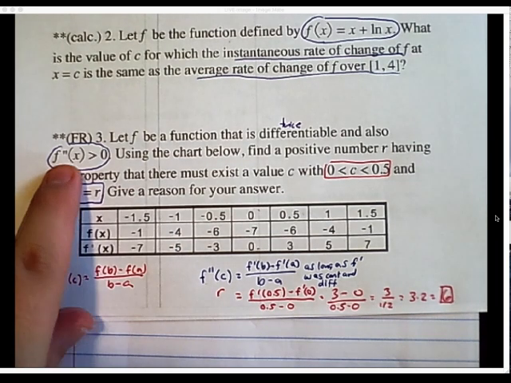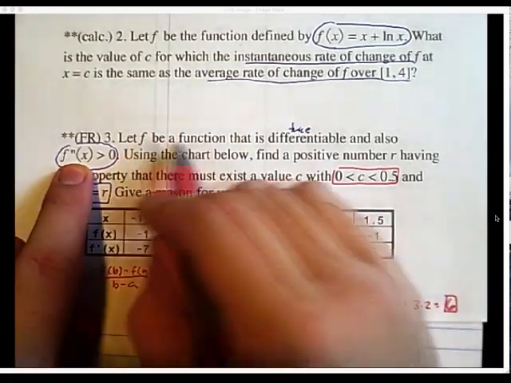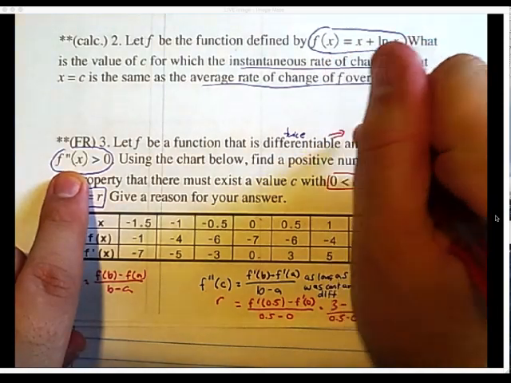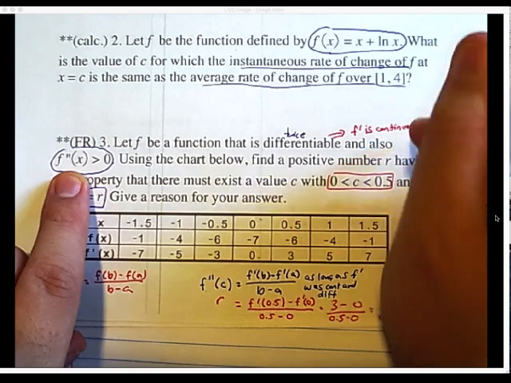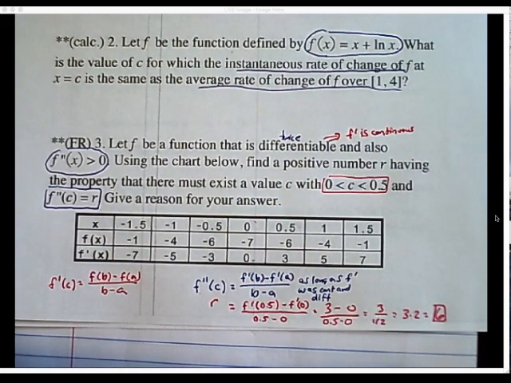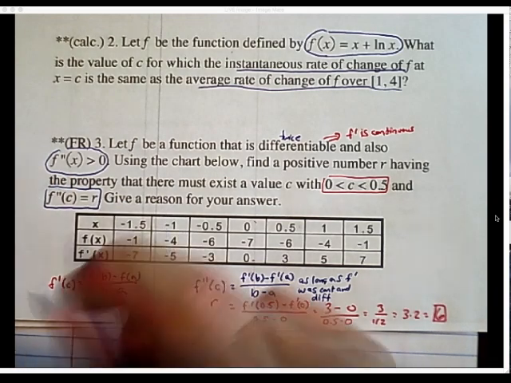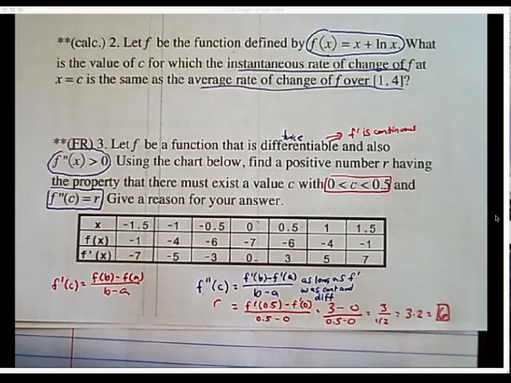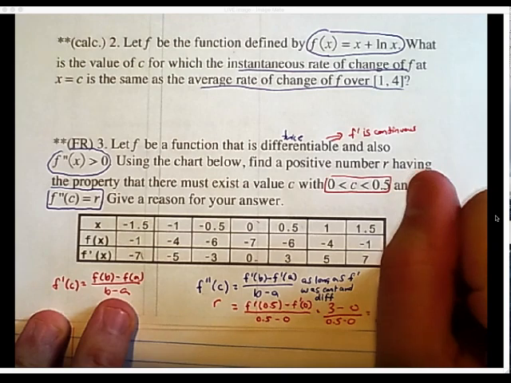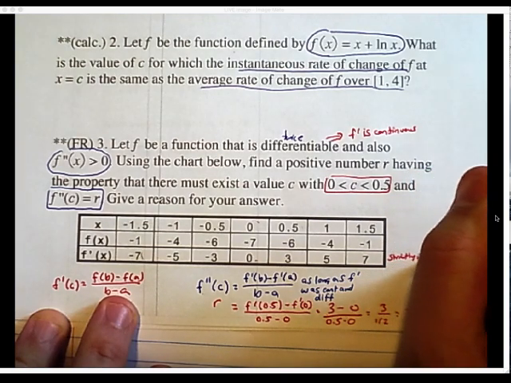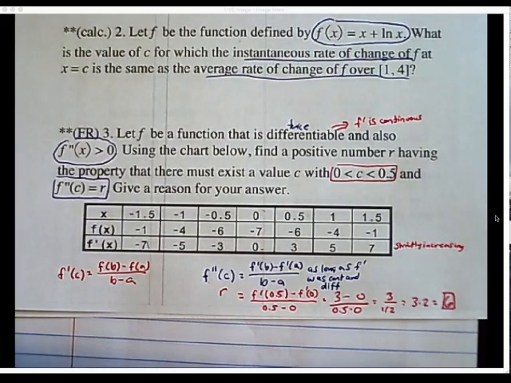So let's see what this is saying. How do I know that f is differentiable? That automatically implies that f prime is continuous. But how do I know that f prime is differentiable? It does tell me here that the second derivative is positive. So what does that mean about f prime? That means it's strictly increasing.